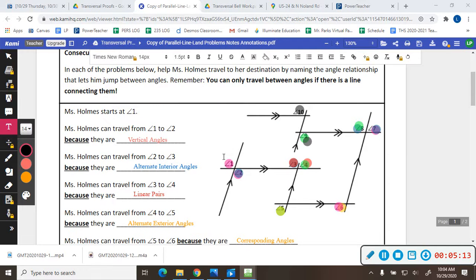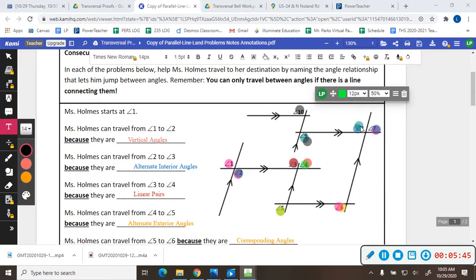So what's going on, we're starting with angle 1. We go to angle 2, those are congruent because they are vertical. And then we go from 2 to 3, those are congruent because they're alternate interior. And then 3 plus 4 add up to 180. But then 4 and 5 are congruent because they're alternate exterior. 5 and 6 are corresponding, so they're congruent. 6 to 7 is congruent because they're alternate exterior. And then 7 to 8 are supplementary.